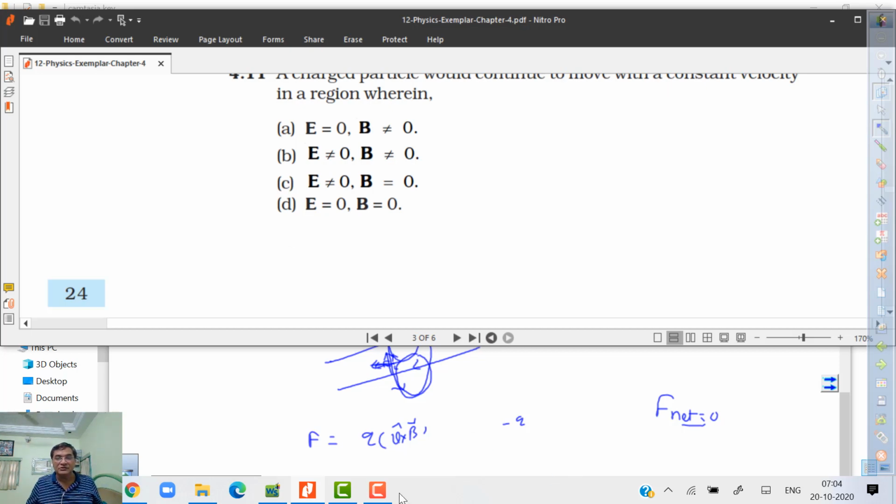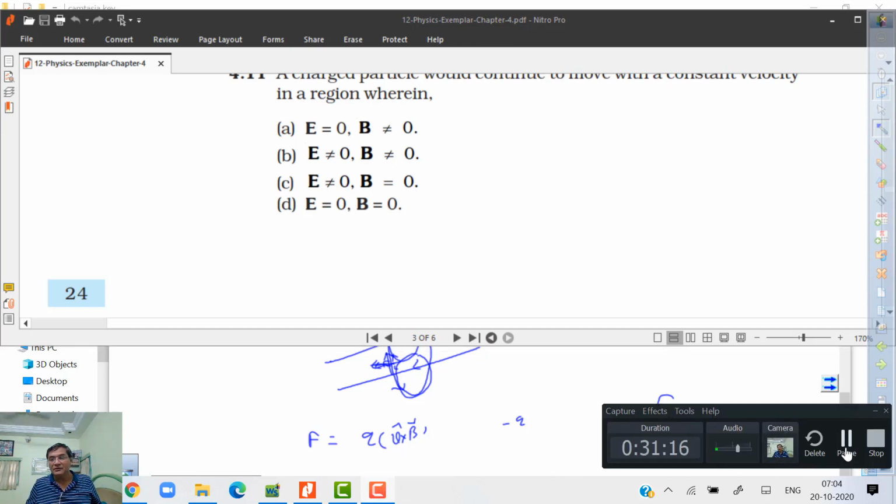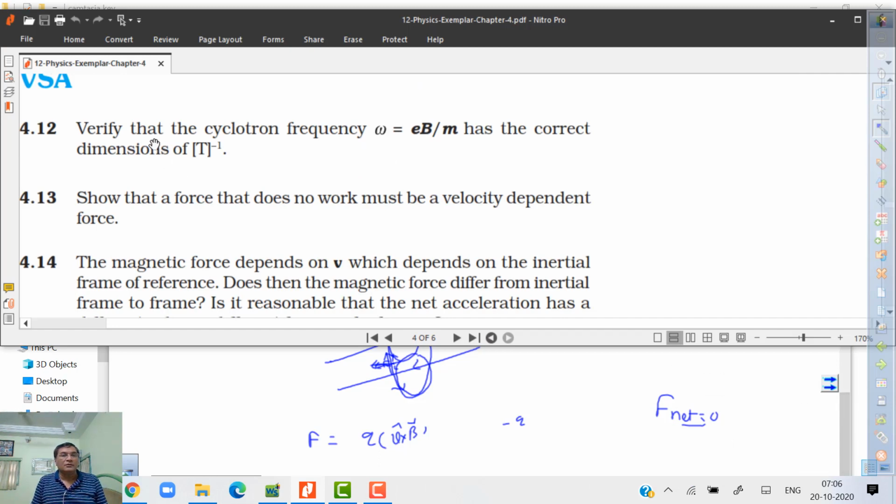It means A, B and D, three options are correct here. Okay. Verify that cyclotron frequency has correct dimensional formula T minus 1.